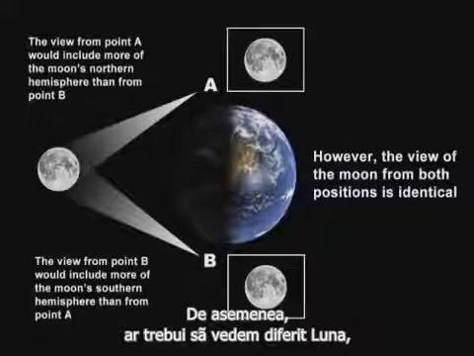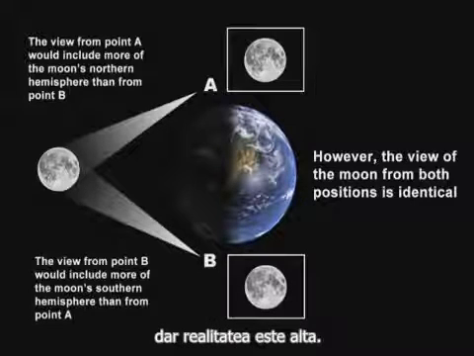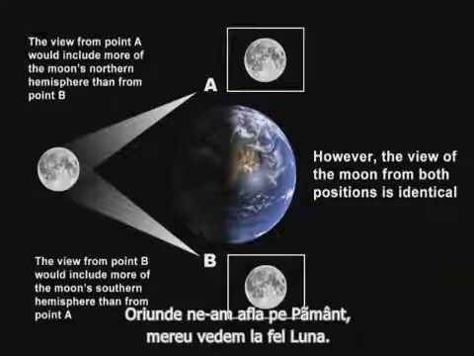Also, we should be able to see a slightly different view of the moon depending on where on the globe Earth we happen to be. But this is not what we see. It doesn't matter where we are on Earth, we always seem to see the same view of the moon.